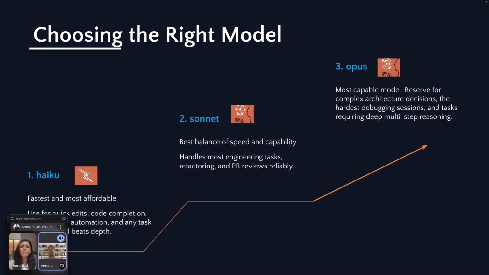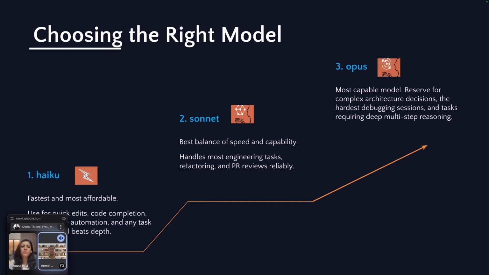And when does Opus come in? Opus is the most capable and the most expensive. Save it for genuinely hard problems, complex multi-file refactors, architecture decisions, ambiguous bugs, where getting the right answer matters more than getting the fast one.